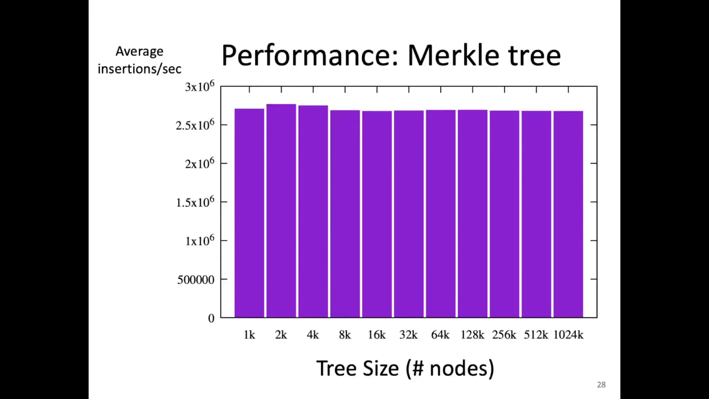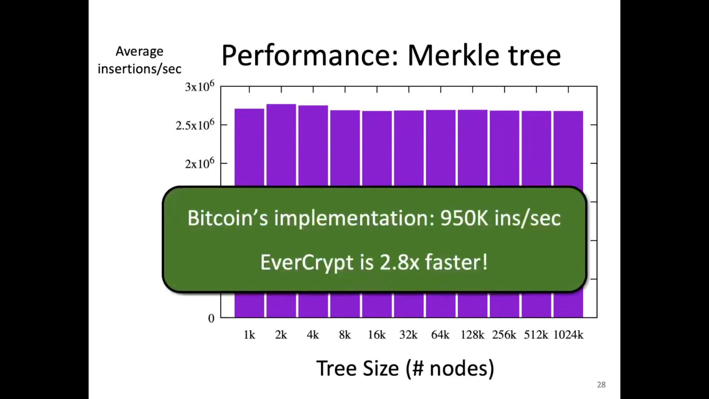In terms of performance, we can handle 2.5 million insertions per second, regardless of the tree size, shown on the x-axis. In comparison, Bitcoin's implementation handles less than 1 million insertions per second, meaning we're almost 3 times faster than Bitcoin's unverified implementation.